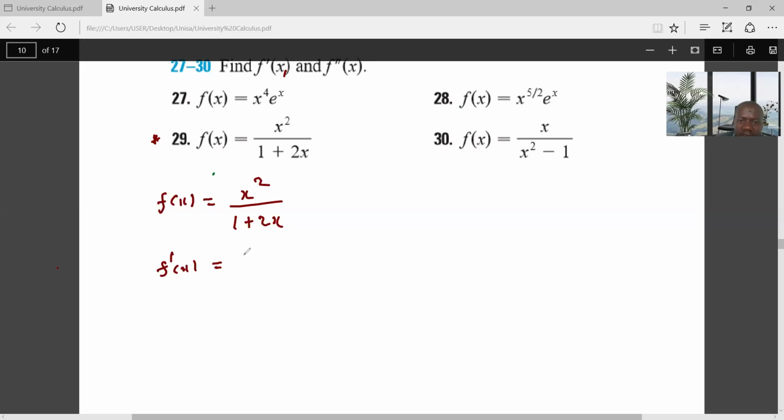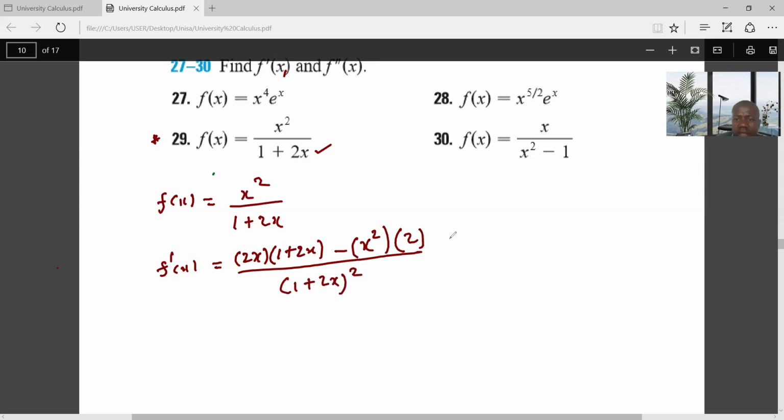Differentiate the numerator, which is 2x. You leave the denominator as it is. Minus, leave the numerator, differentiate the denominator. Obviously, this will be 2. Then everything divided by 1 plus 2x squared, which is the denominator. Simplify. Multiply in by 2x. This will be 2x, 4x squared minus 2x squared over 1 plus 2x all squared.